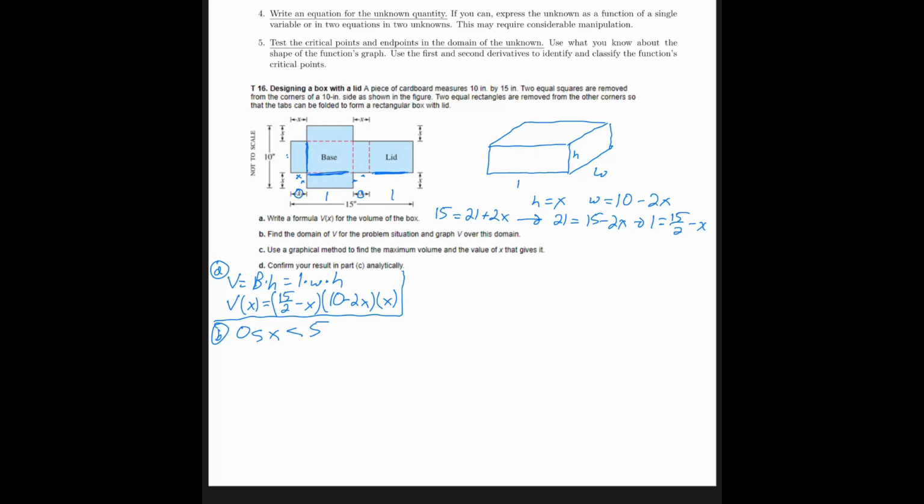And the largest x would be 5, right? Because if x was 5 and x was 5, then this would be 0. The width would be 0, so that wouldn't work out. So the biggest x can be is 5. So there's our domain. So our domain is 0 to 5.